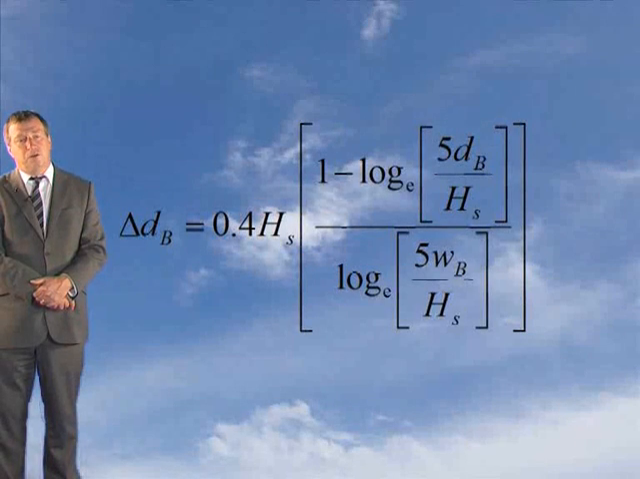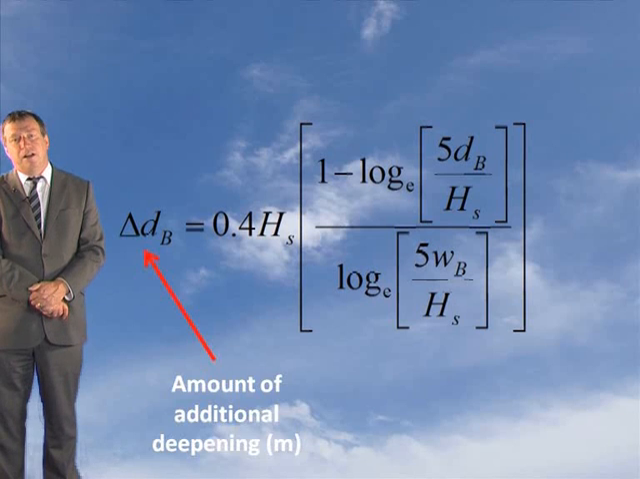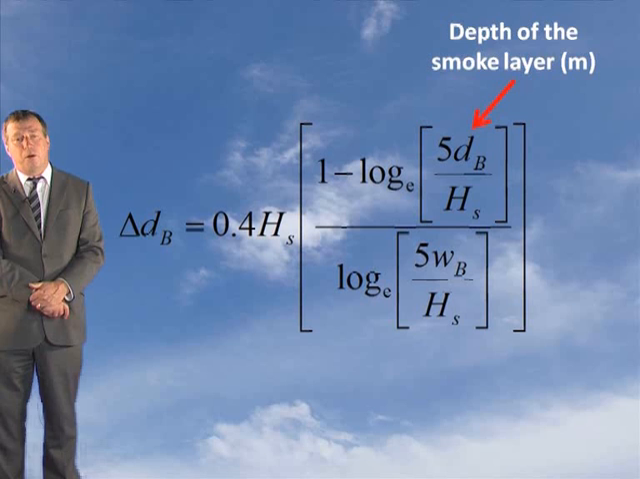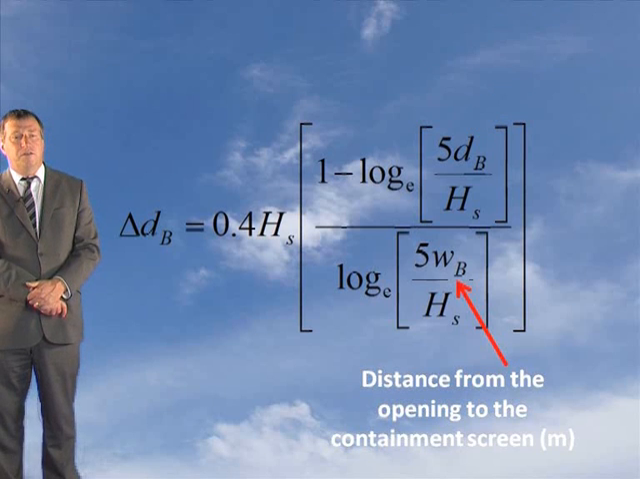This is a formula that's used to determine the extent of local deepening. Delta dB is the amount of additional deepening in metres. HS is the height of the underside of the ceiling above the fire base, dB is the depth of the flowing layer. WB is the distance from the opening to the transverse barrier that contains the flow.